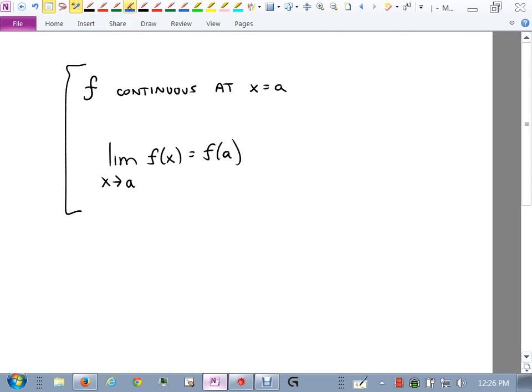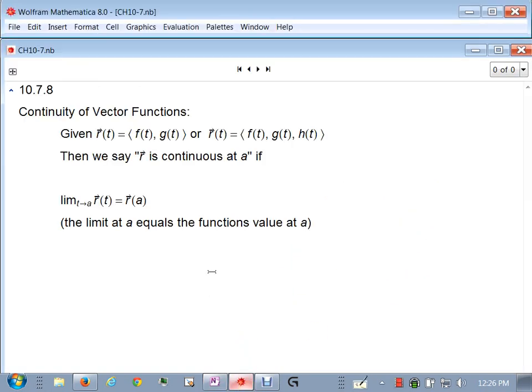But if you're trying to explain it to someone that doesn't understand all that, you say basically that when you draw it, you can draw it without picking up your pencil. There's no breaks, there's no gaps, there's no holes, there's no jumps, right? That's basically the idea of continuity. Well, for a vector-valued function, it's kind of a little different. We still have the same definition. Continuous means that the limit of the vector-valued function is equal to the function's value at a. That means this vector here has to be equal to this vector here, which means you have to be defined at the point you're headed towards.